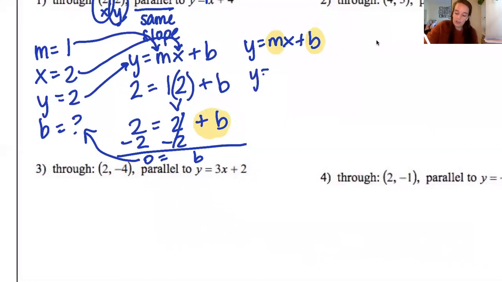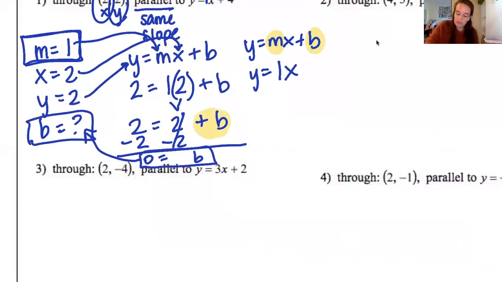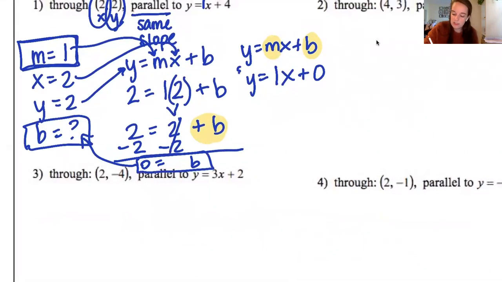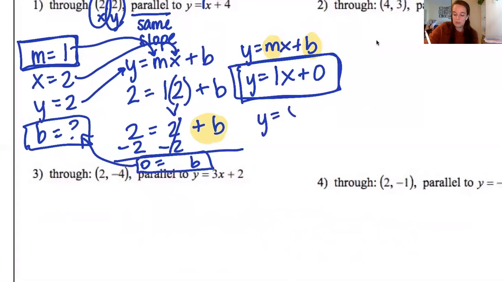So I would have y equals m is 1. So I have 1x. And then b, remember we decided was 0. So I'm going to have plus 0 like that. So I can write this as my answer. Also, if you remember, we don't really need to write the 1. So I'd have y equals just x. And plus 0, that just means that we're going through the origin. So really, we could simplify our answer to be this. But either of these answers is correct. Either one is correct. Okay.